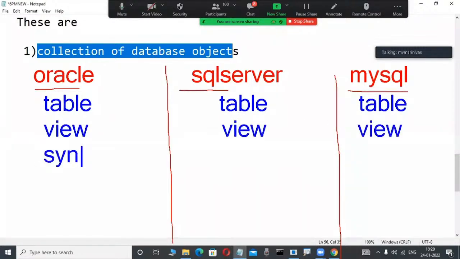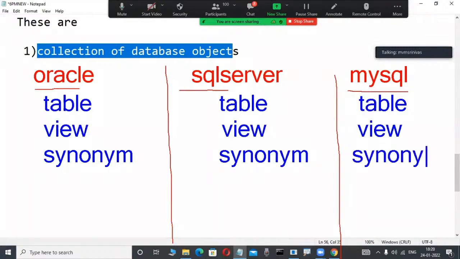Here synonym is a database object. What is synonym? What is view? We are learning, don't worry. In our course, synonym is available. Here also synonym is available. Here index is there. Here also index is there. These are called objects.